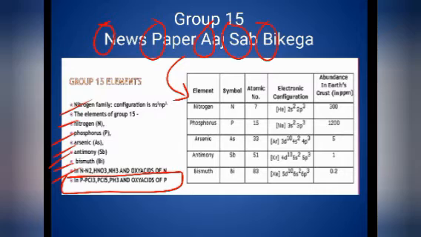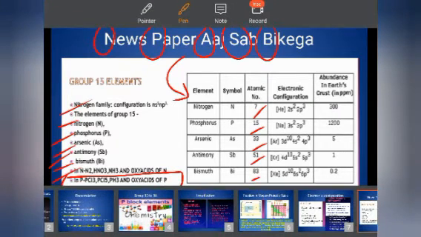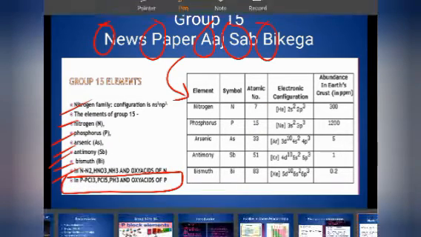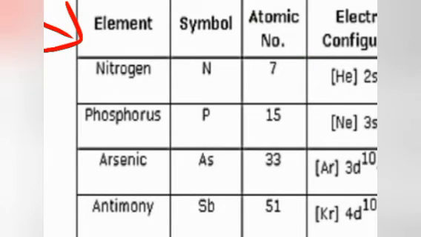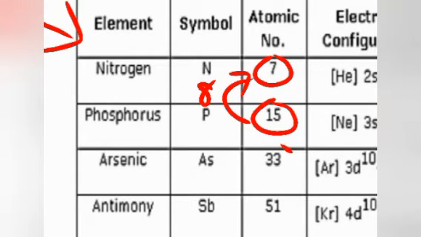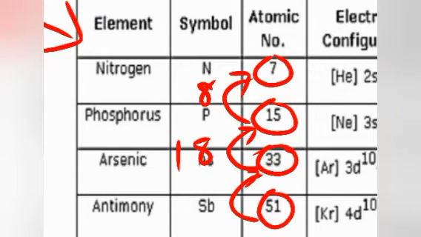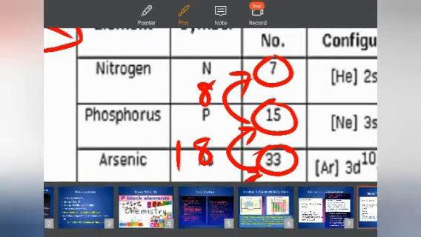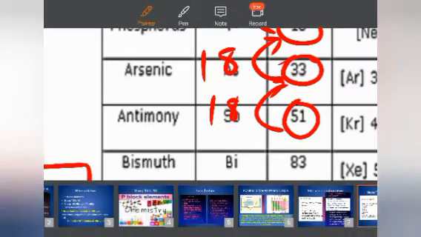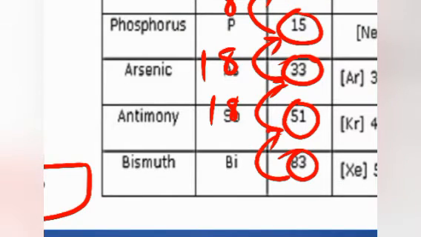Okay, we will talk about the general information of this family. The atomic number of nitrogen is 7, phosphorus 15, arsenic 33, antimony 51 and bismuth 83. And one interesting relation between the atomic numbers is this: nitrogen's atomic number is 7 and phosphorus is 15, so the gap is 8. Then 33 and 15, the gap is 18. Next is 51 and 33, again a gap of 18. And the gap between bismuth and antimony is 32.